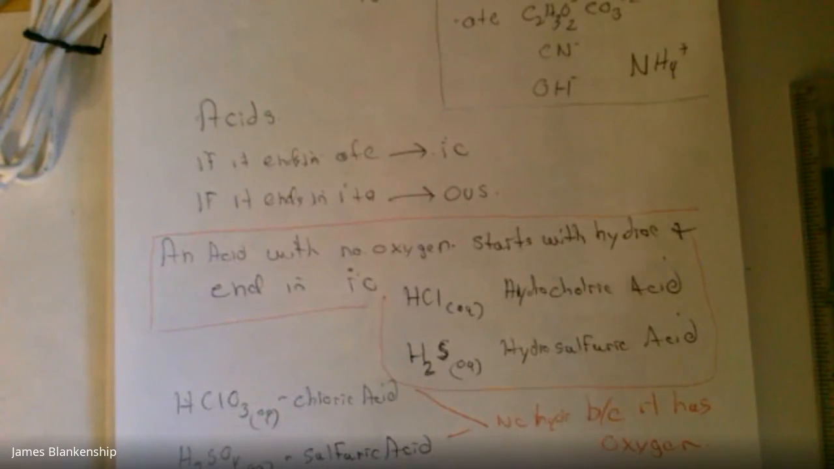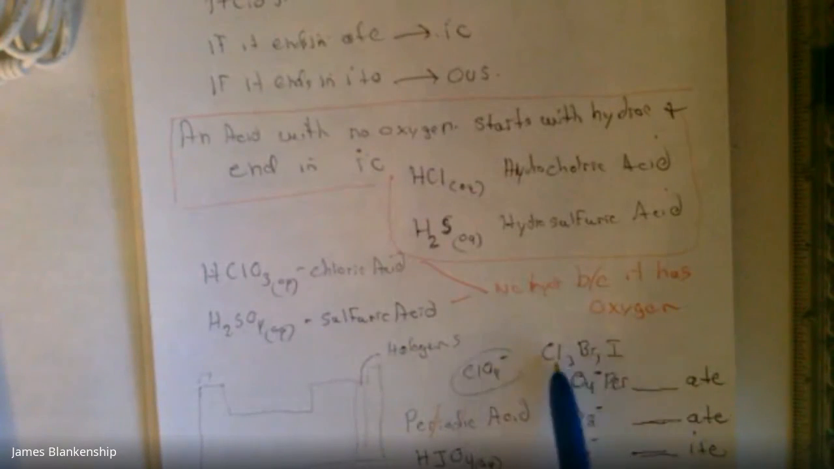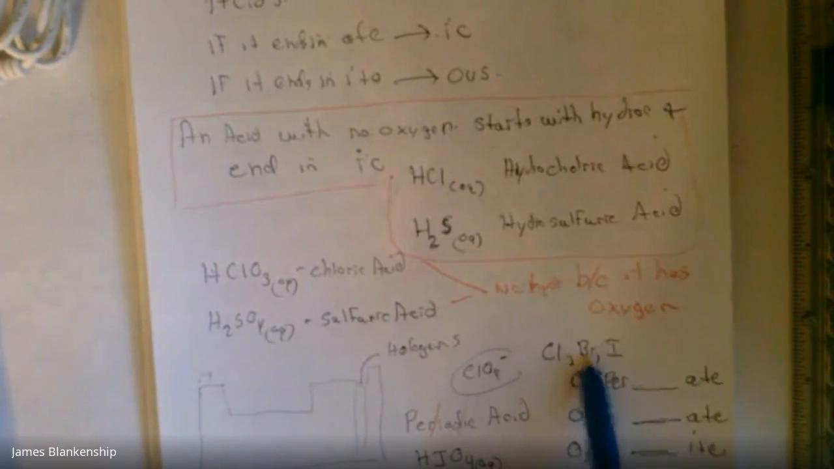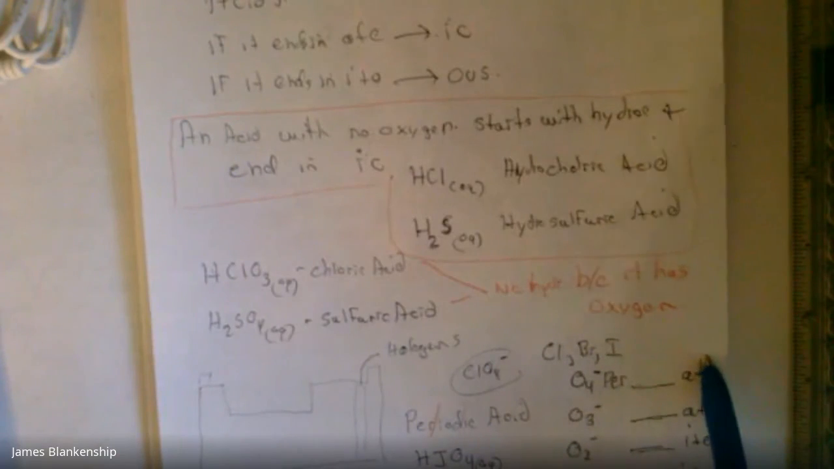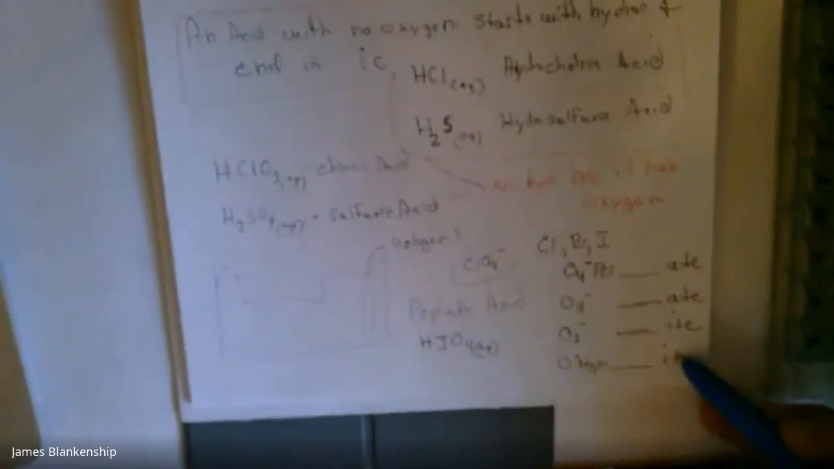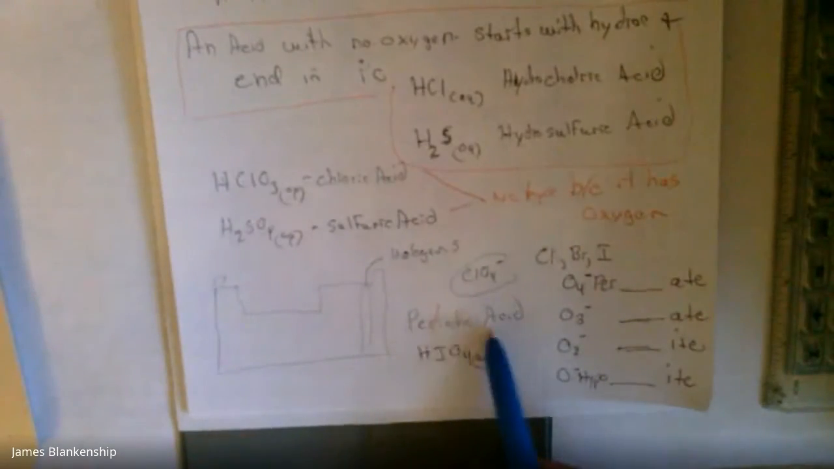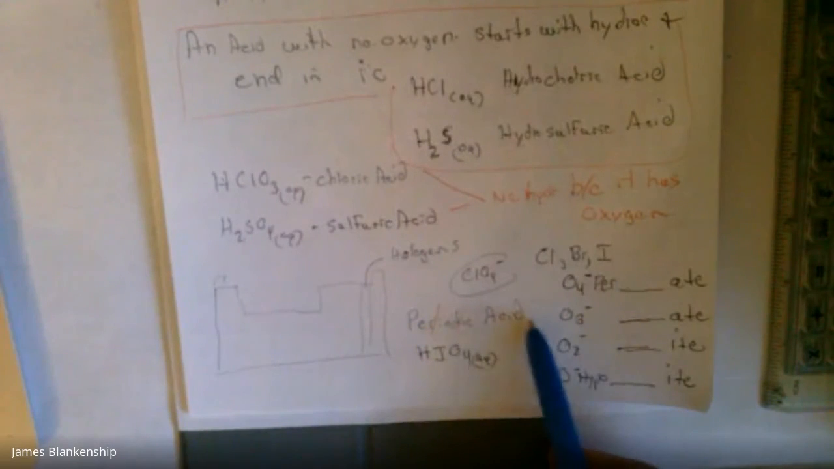We then talked about this very special series at the end, our halogens, which include Cl, Br, and I. The ones with the most oxygen end in ate. The ones with the least amount of oxygen end in ite. And then I gave you an example of one that I got wrong a long time ago.